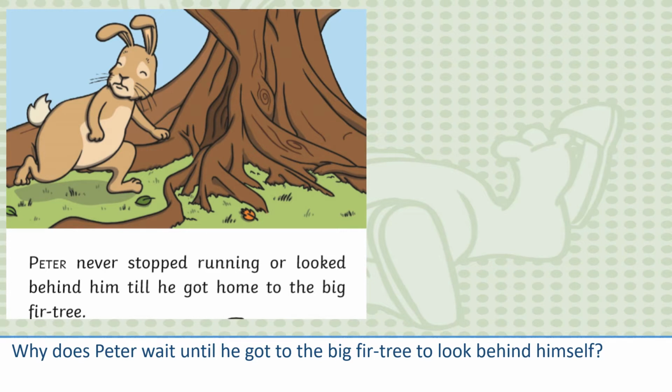So if he carries on running and running and gets home and he's safe at home, that's the time he can look back and check. But until then, he's got to presume that Mr. McGregor is on his tail and just about to grab him and make him into a pie. So Peter waited until he got back to the big fir tree to look behind himself because he didn't know he was certainly safe until he was back at the tree.